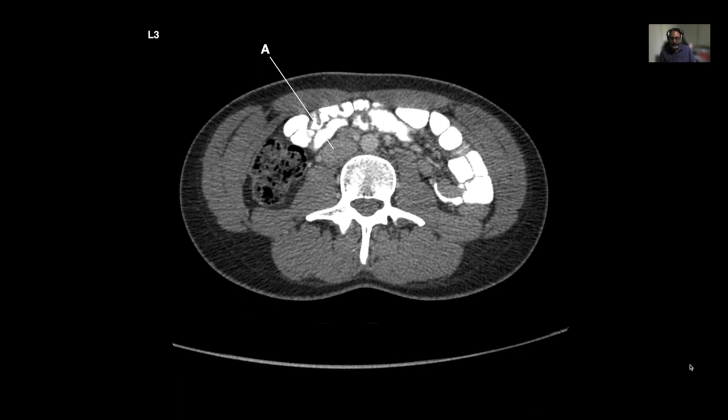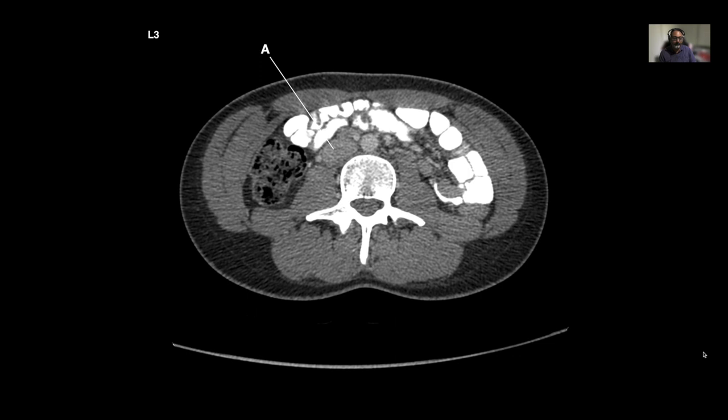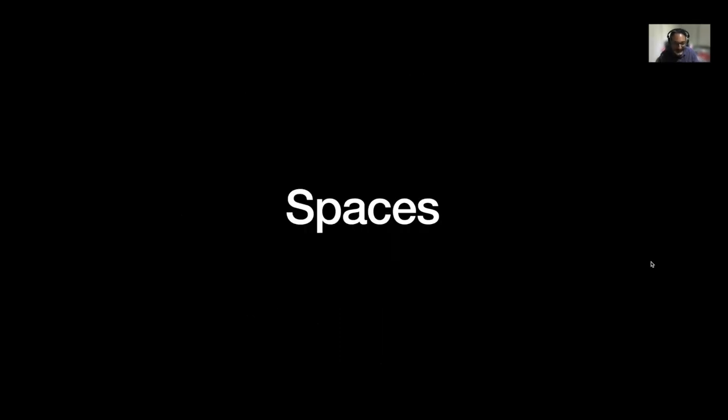No, we just go slightly lower. Now we're at the level of L3. It's next to... Yeah, that's the ileum. That's the ascending colon. That's the aorta. Correct. So the IVC has been evading people, but I hope not now, and I hope not after this. All right, so that's done. So all the anatomical things are done.